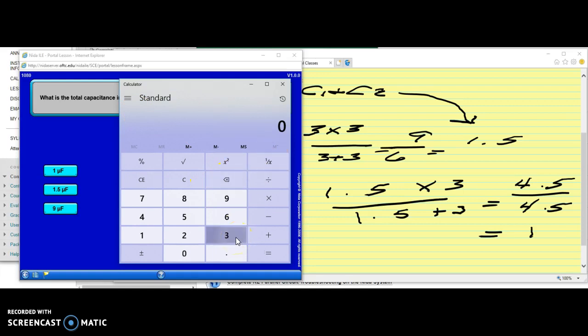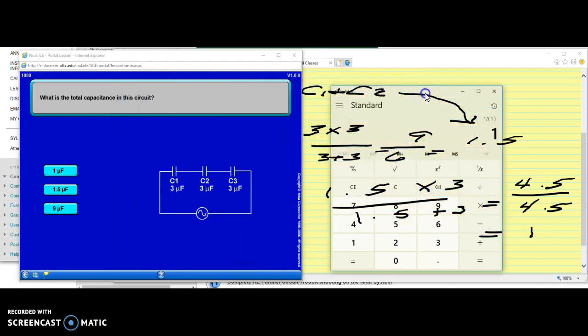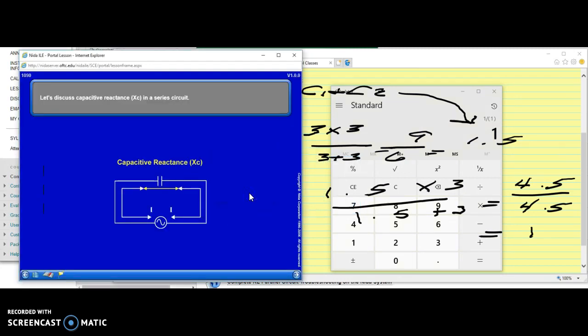So simply 3 reciprocal plus 3 reciprocal plus 3 reciprocal, hit equals, and then reciprocate that, which reciprocal 1 is 1. That's why we came up with 1. So reciprocal formula is much faster, but anyway, the answer is the same. You can see we got it correct. It is 1 right there.